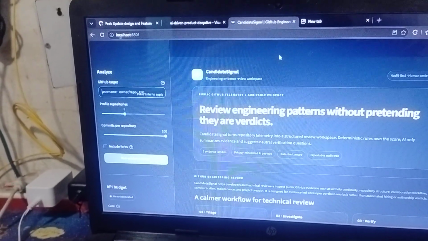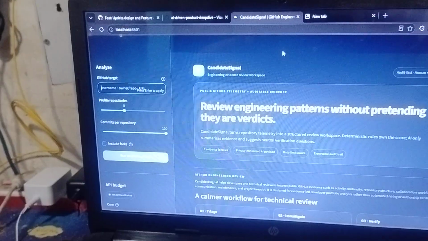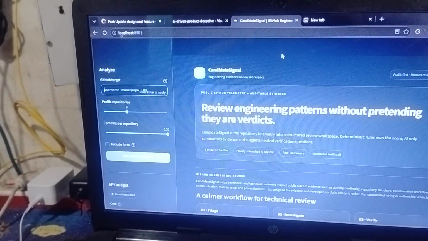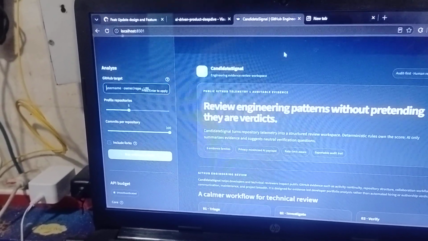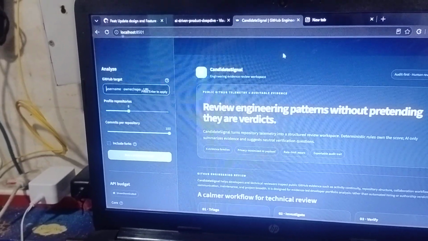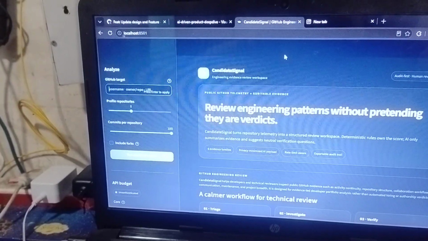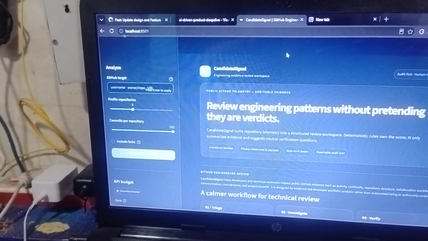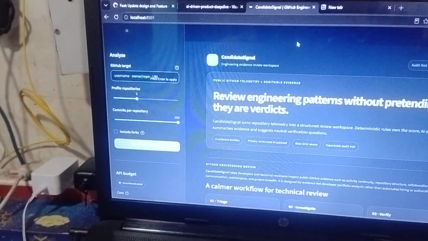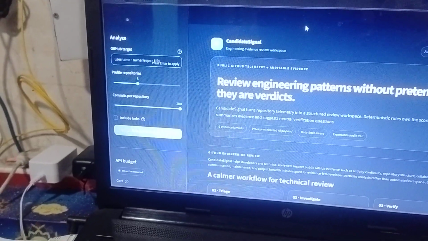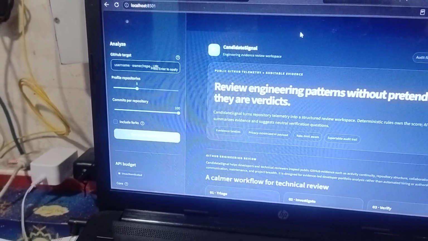that raw GitHub data is noisy. The commit count does not tell you much, and the repo count does not tell you much. The polished README does not necessarily tell you how the system was built. And I did not want to build another AI tool that simply gives someone a hire support.